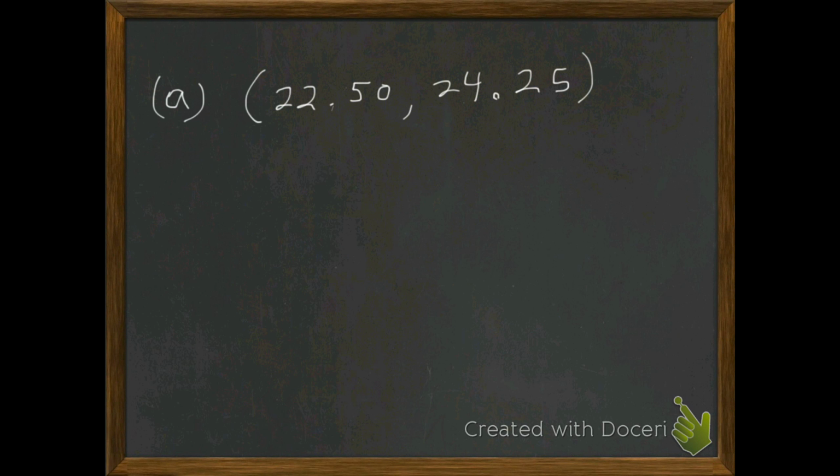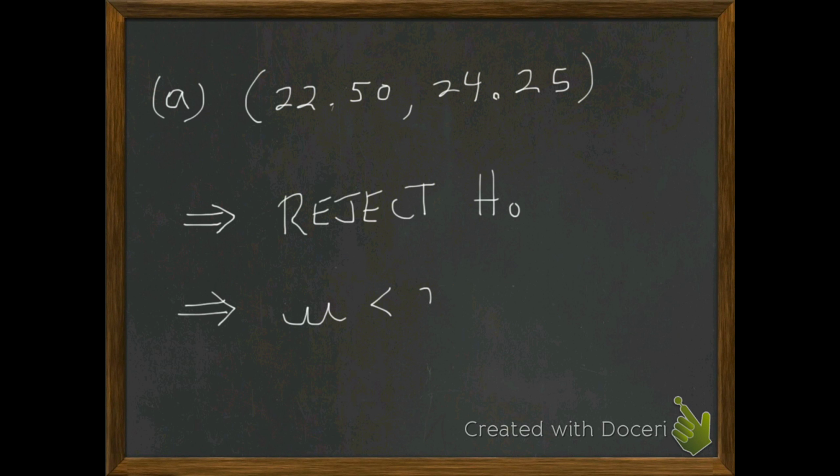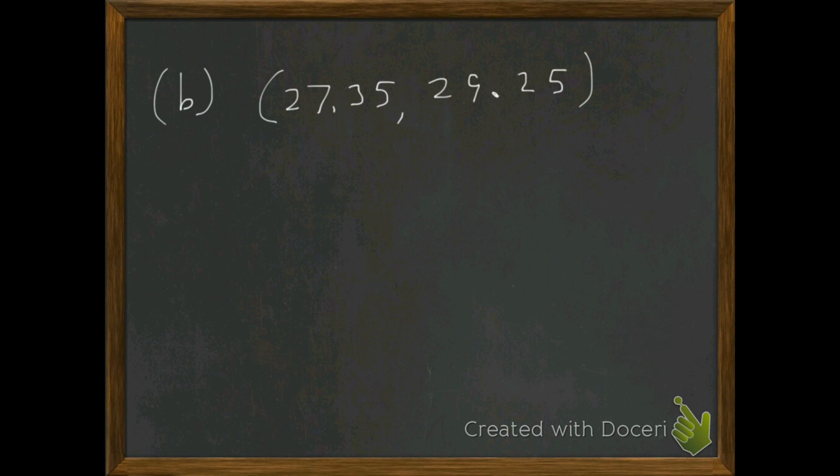Well, notice that the entire interval is below 25. So we would reject H sub O, and we would conclude the mean is less than 25 because the entire interval is below 25.